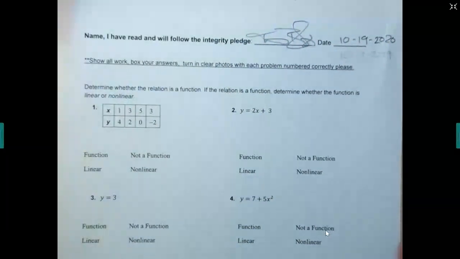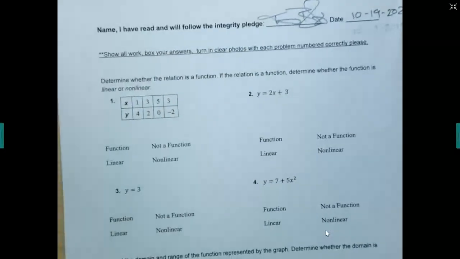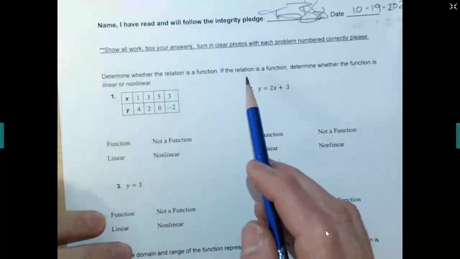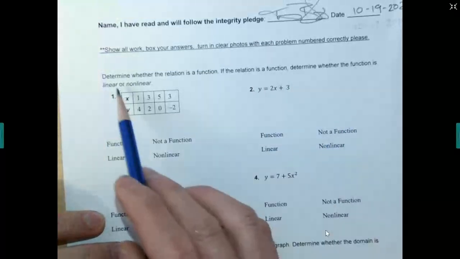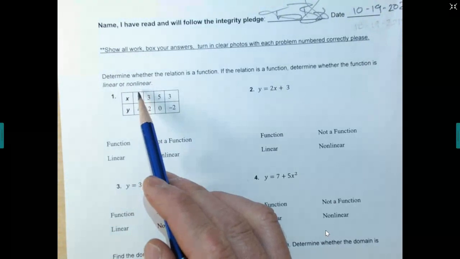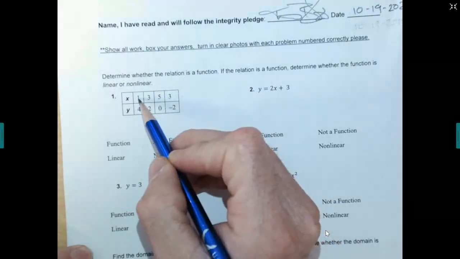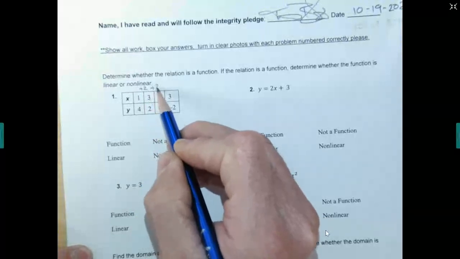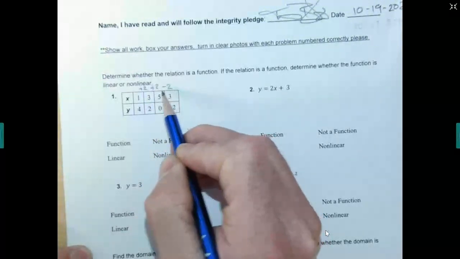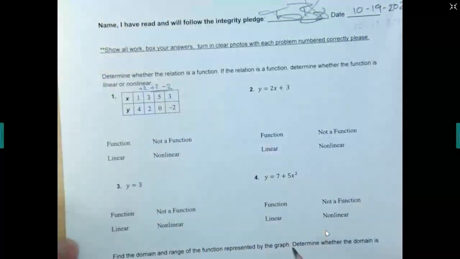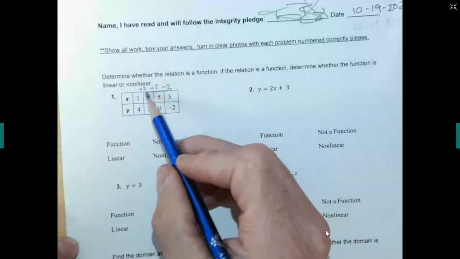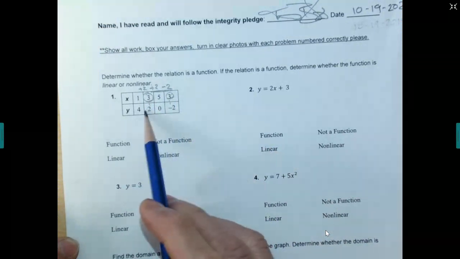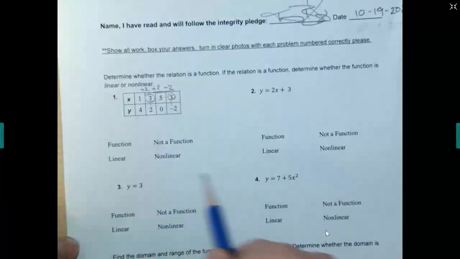Alright, here we go. Determine whether the relation is a function. If the relation is a function, determine whether the function is linear or nonlinear. So, let's see if it's a function. From 1 to 3, we add 2. 3 to 5, we add 2. 5 to 3, we subtract 2. Uh-oh. Not looking linear, but oh look, there's a 3, 2, 3, negative 2. You can't have two different outputs for one, so this is not a function.